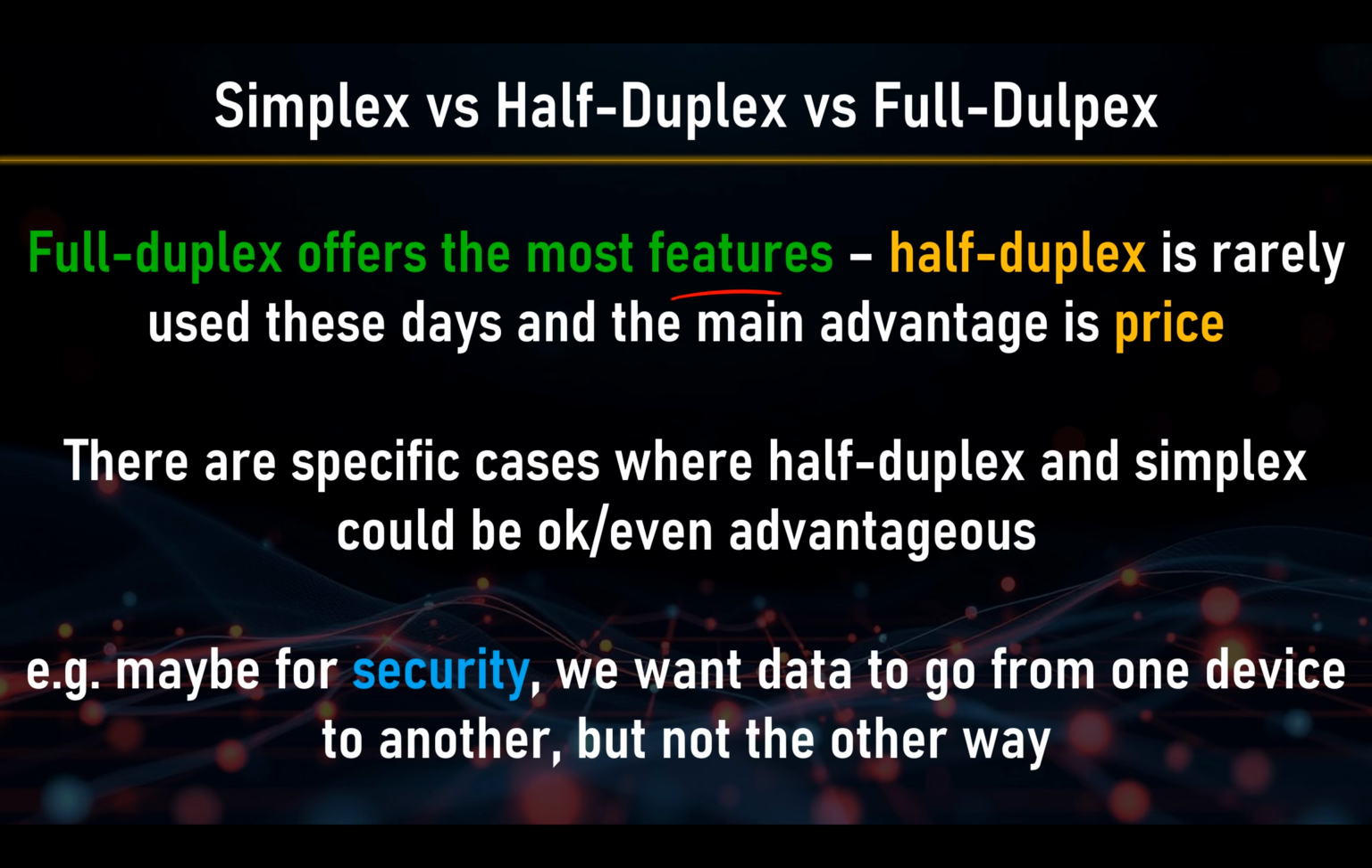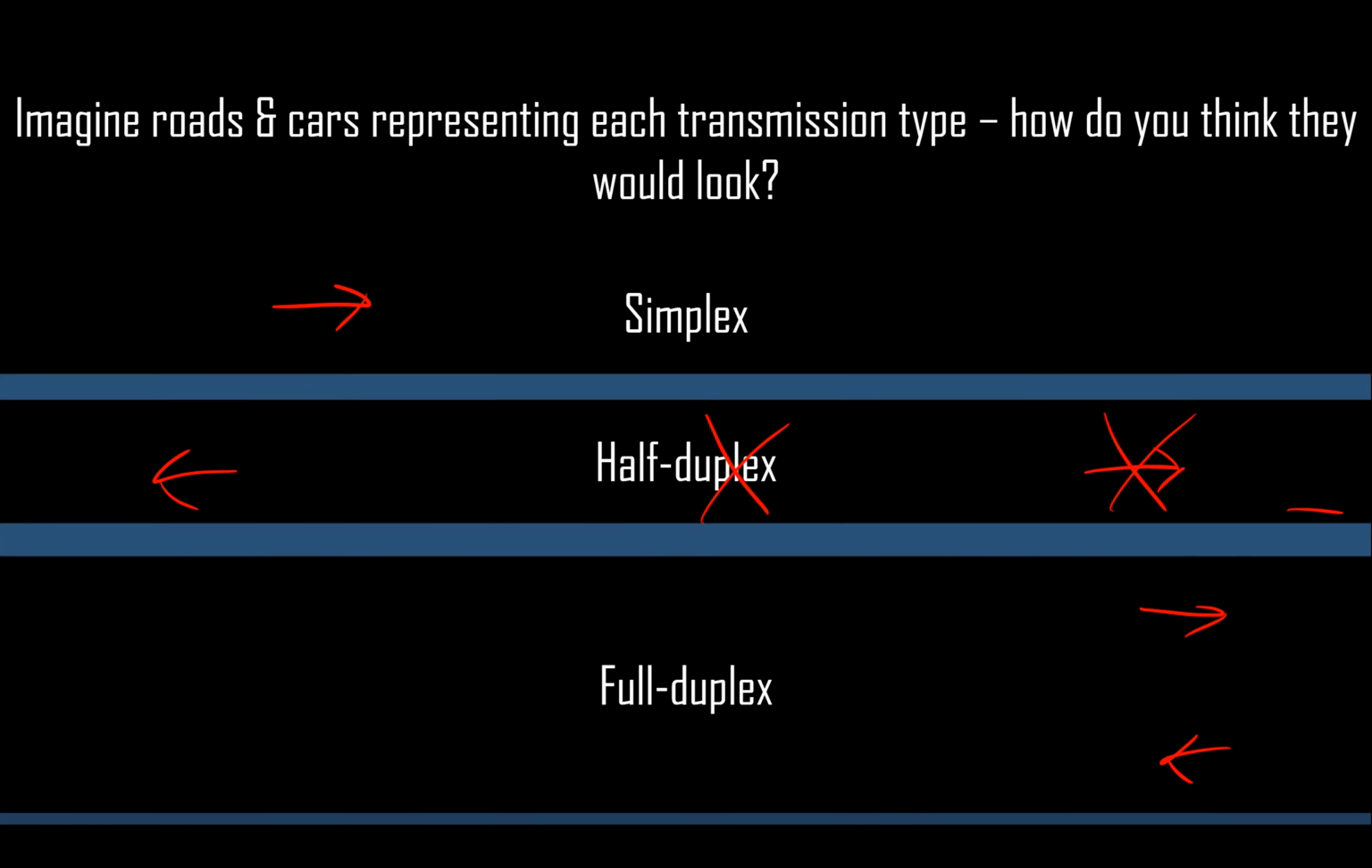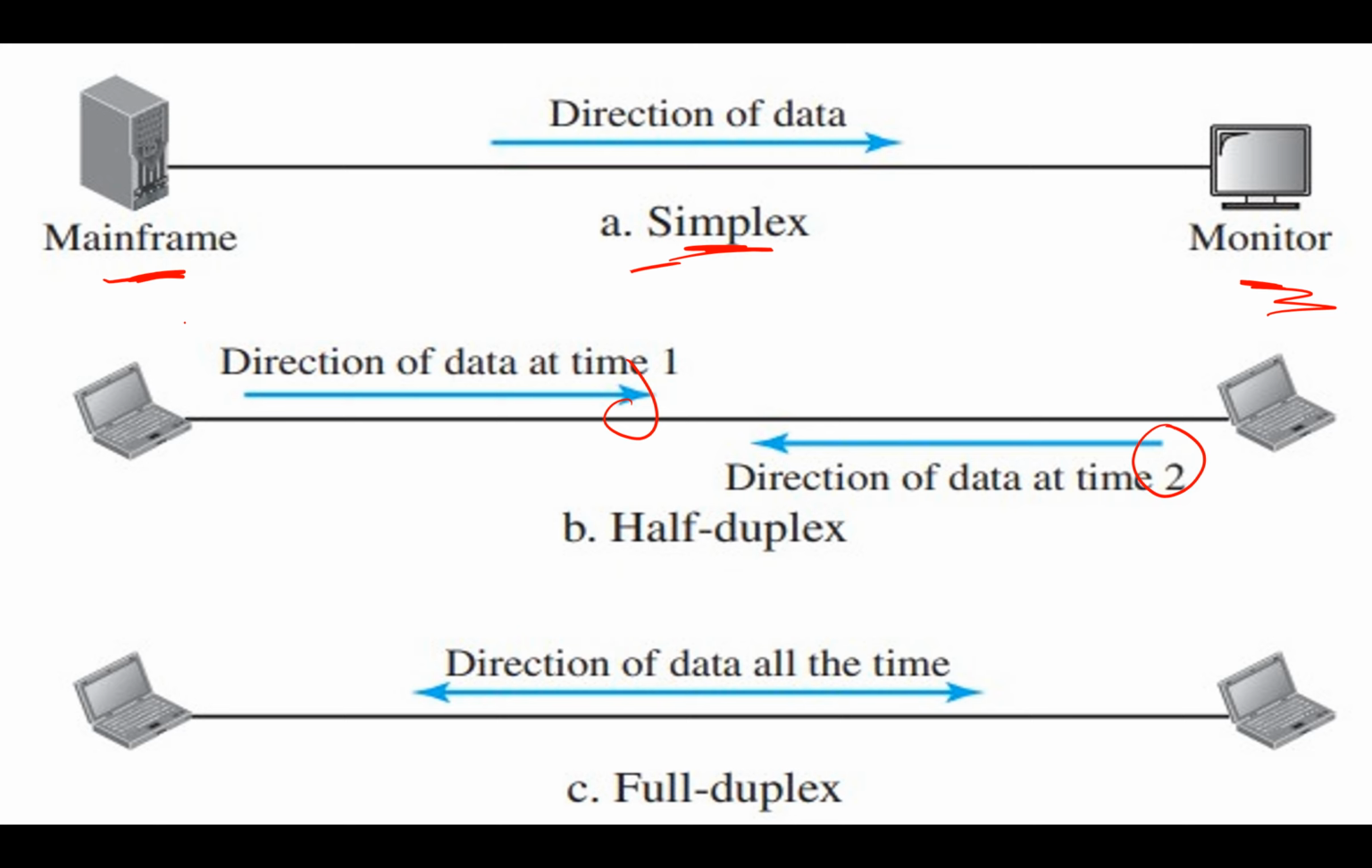in some ways. So, for example, if we think about security, if we only want data to go from one device to another, but not the other way around, in that case, we could use simplex. And if we go back, that's kind of what it's saying here, the mainframe. Now, if we have some critical, sensitive data on this mainframe, and to be honest, rather than calling it a mainframe, people are probably just going to call it a server.